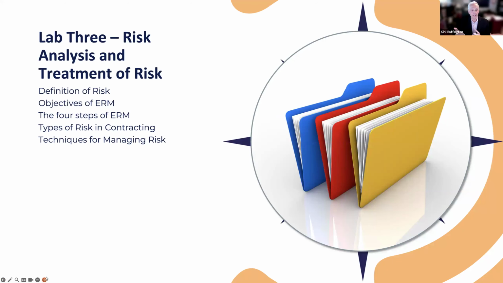All right, so lab 3 is risk analysis and treatment of risk. This is the meat of enterprise risk management, okay? And we'll talk about what's the definition of risk. How does that work in the objectives of ERM, the enterprise risk management? We'll learn that there are 4 steps in creating that enterprise risk management plan, okay? We'll talk extensively about the types of risks that we face as the contracting authority, okay? And finally, what are the techniques for managing risk? We'll learn about some of the treatments that agencies can choose.